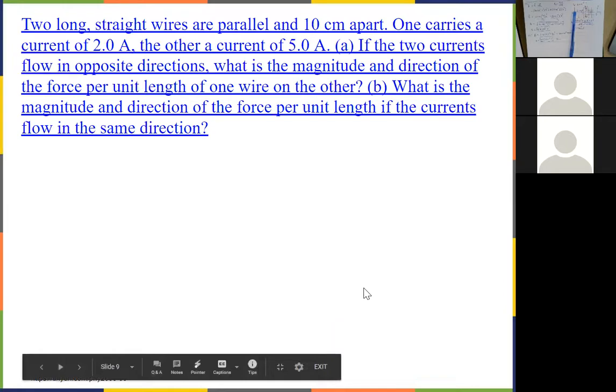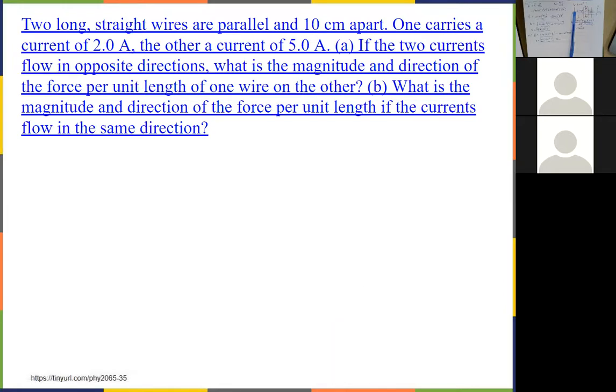All right, on this one, we'll take a look at this example. It says two long straight wires are parallel and 10 centimeters apart. One carries a current of 2.0 amps and the other carries a current of 5.0 amps.